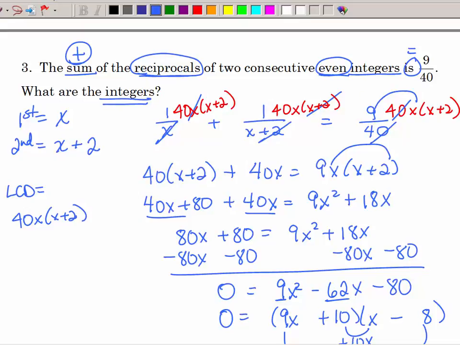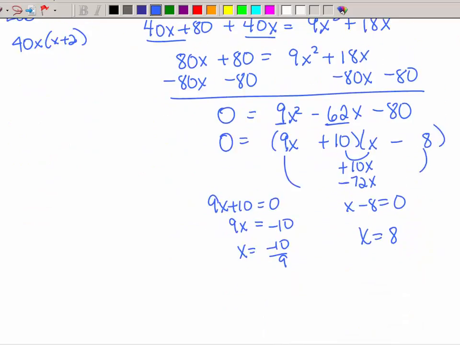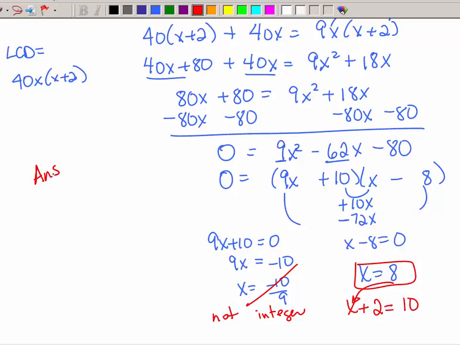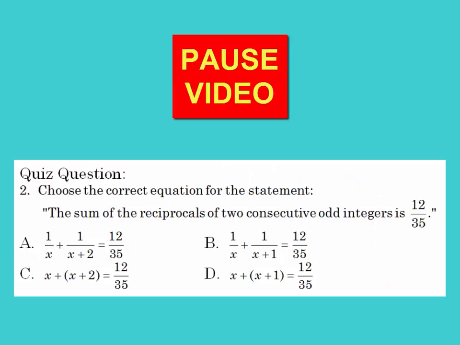So as I look at my answers here, can I have negative 10/9? No, because this is not an integer. Not because it's negative, but because it's a fraction. Am I done here? No, because I don't just need x, I also need that x plus 2. Remember, 2 consecutive even integers. So what's 8 plus 2? It's 10. So my answers are 8 and 10.